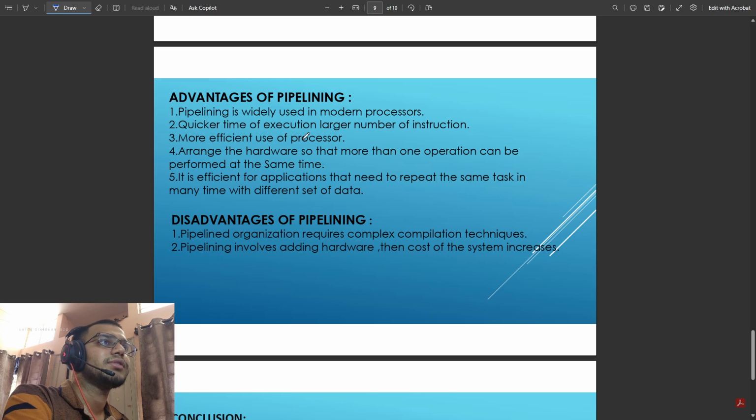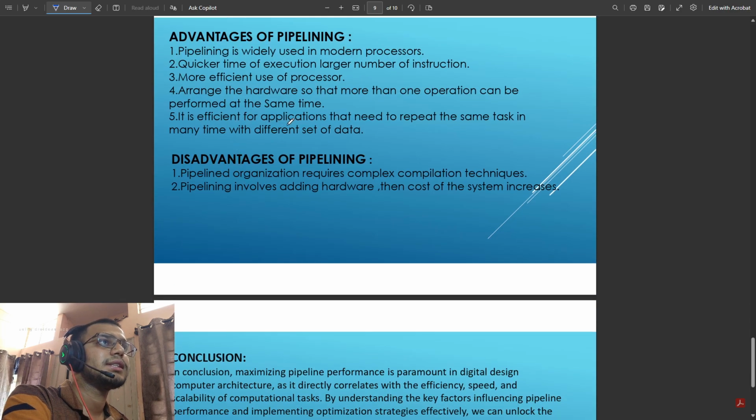The third one is more efficient use of the processor. We can use new processors that are highly efficient compared to earlier processors. The fourth one is the arrangement of the hardware so that more than one operation can be performed at the same time. The fifth one is that it is efficient for applications that need to repeat the same task many times with different sets of data.